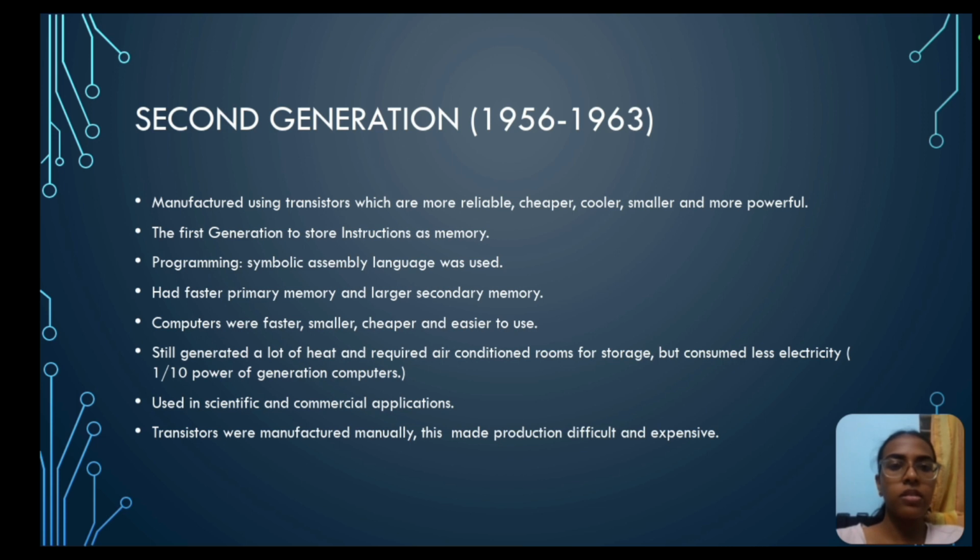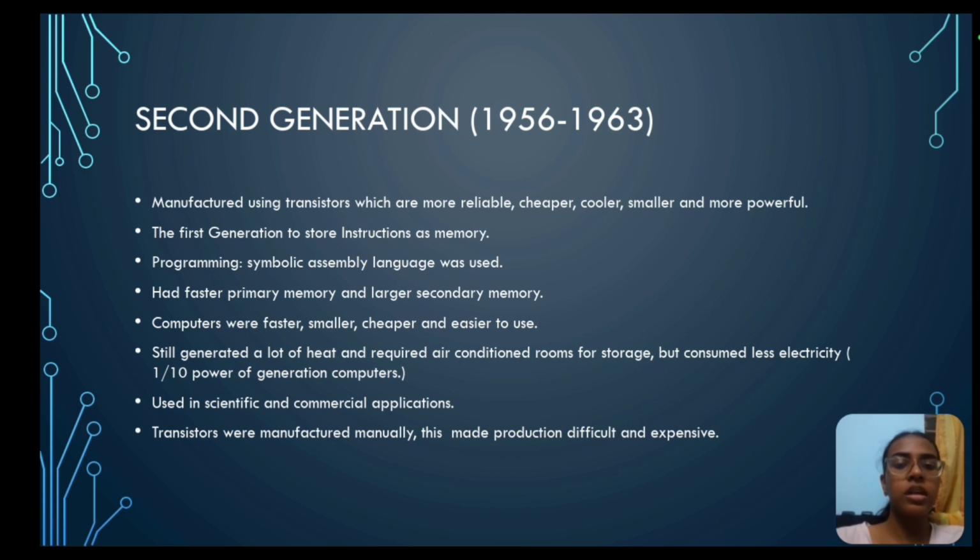Now let us talk about the second generation computers. They were manufactured using transistors which are more reliable, cheaper, cooler, smaller, and more powerful. It was the first generation to store instructions as memories. Symbolic assembly language was used for programming. Second generation computers were faster and had faster primary memory and larger secondary memory. The computers of second generation were faster, smaller, cheaper, and easier to use.